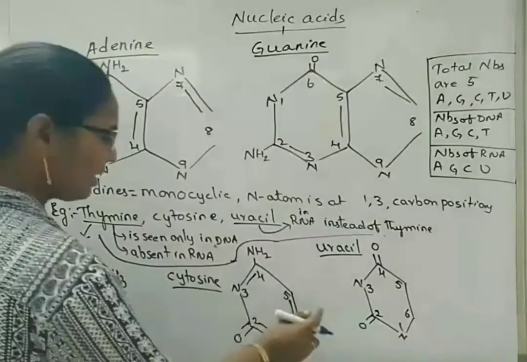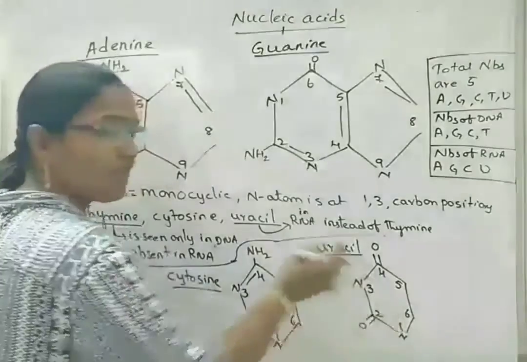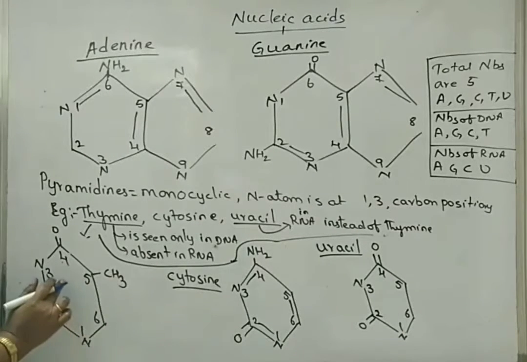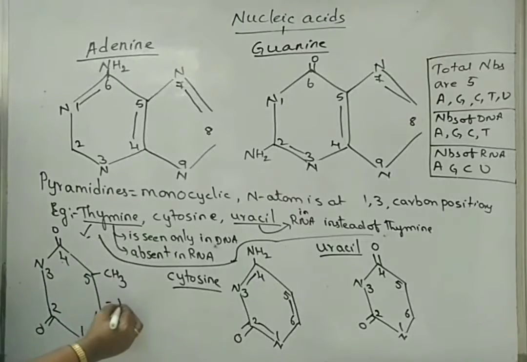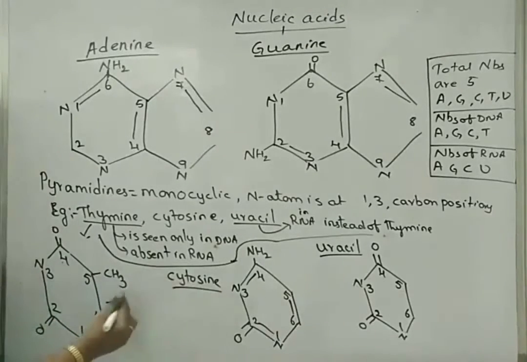If we match thymine and uracil, there will be some similarities. Like ketone groups are present at the 4th position and 2nd position. Here also in case of uracil the same thing. But the only extra point in case of thymine is it is having one extra methyl group at the 5th carbon position, but that is absent in case of uracil. So we can say thymine has another name, methylated uracil or 5-methylated uracil.